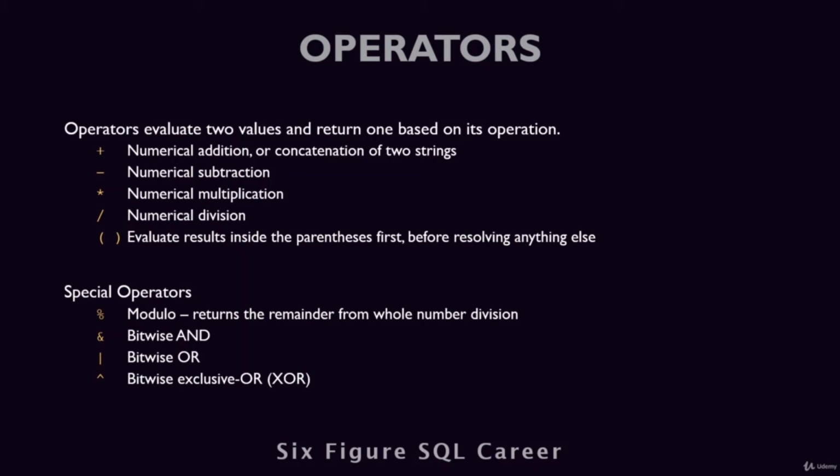There are also a few special operators, modulo and the bitwise operators. Modulo is related to division. It returns the remainder from whole number division. So, for example, let's say I had an expression of 5 % 3, or 5 modulo 3. 5 divided by 3 in whole number division is 1 with a remainder of 2. So in my expression, 5 modulo 3 actually returns 2.